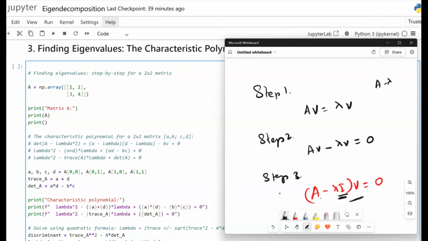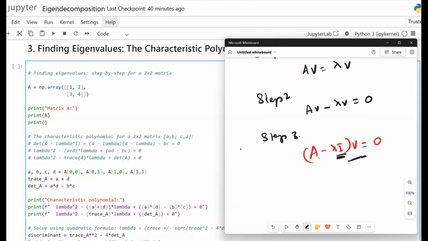Now this step 3 says that v is in the null space of A minus lambda I. Since we exclude the trivial solution, v equal to 0, that is, the zero vector is never considered an eigenvector. And here the matrix A minus lambda I must be singular, since only a singular matrix has a non-trivial null space. And dear friends, we already know that a singular matrix has a determinant of 0. That is, determinant of A minus lambda I is equal to 0.